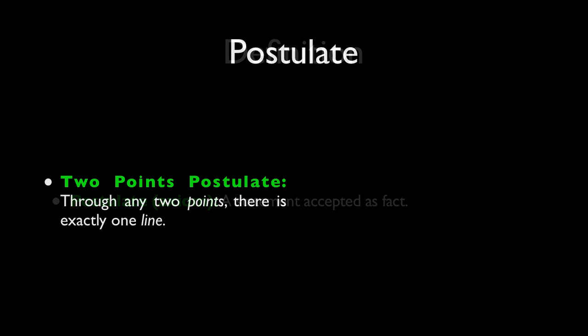Our first postulate is the 2 points postulate. It says through any 2 points there is exactly one line. Think about it. A line is a straight path. If you have 2 points, say A and B, how many straight paths actually go through both of those points? Exactly one. Any other path that goes through those points would have to be curved, and therefore it wouldn't be a line. Can you see why we accept these as statements of fact? They make sense, right? Let's try another one.